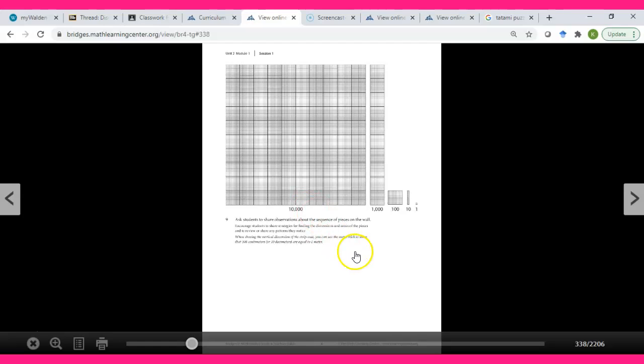If you said they multiplied by 10 each time, you're absolutely correct. They did 1 times 10 to get 10, 10 times 10 to get 100, 100 times 10 to get 1,000, and 1,000 times 10 to get 10,000. In this lesson today, we're going to be practicing multiplying by tens and what that actually looks like, because we've seen some misconceptions in our work and we want to clear those up.